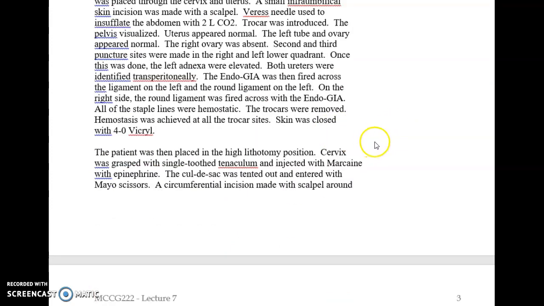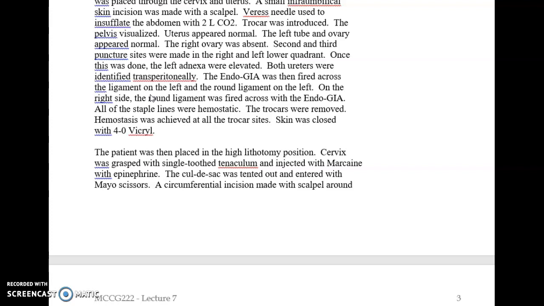The next procedure was 58550, which is a surgical laparoscopy with a vaginal hysterectomy for a uterus of 250 grams or less. So this first part up here is actually talking about when the physician is just getting started. They're using the trocars to get out the excess gas and to place them. They place the trocars on the quadrants.